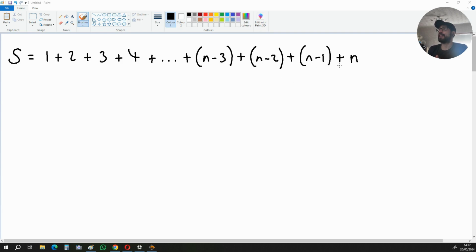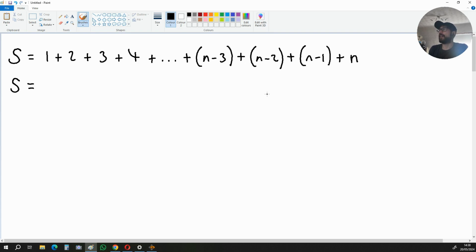These values over here, this one is 1 less than n, this is 2 less than n, and this is 3 less than n. I'm going to show you how to add all of this up. Now the trick here is to repeat this sum but in reverse.